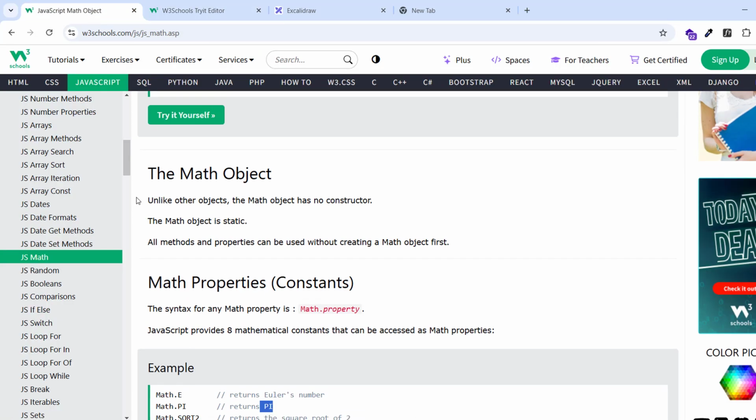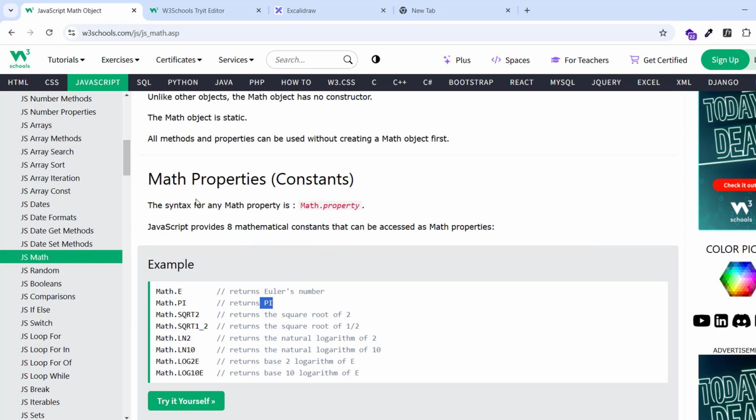So this is very simple. The Math object, unlike other objects, has no constructor. The Math object is static. All methods and properties can be used without creating a Math object first. Okay, all methods can be used without creating a Math object. No need to create the object.